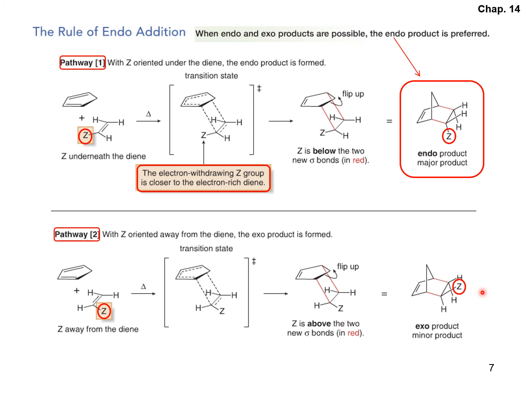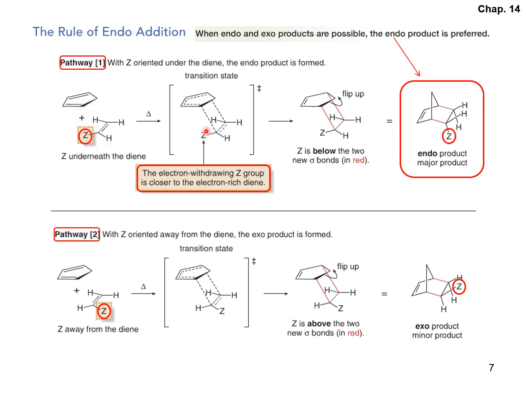So remember that the rule of endo addition says that when there's a choice between these two, it's the endo product which is formed first. It's the major product in the reaction. As I said, you can consider it to be the kinetic product. So there's something that is favoring the Z group being tucked underneath the diene.